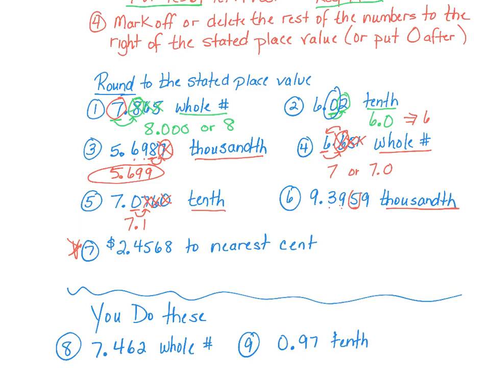Okay, so thousandth, 10th, 100th, thousandth. The 9 is 1 to the right, so it's going to bump that 5 up to a 6. So it's 9.396. I want to make that one to the nearest. Let's do that one again.